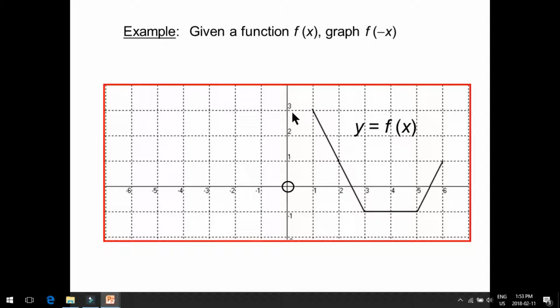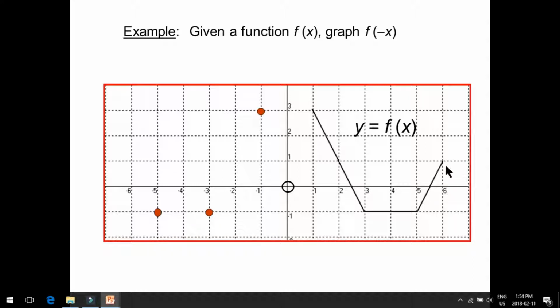Take this corner point, reflect it across the y-axis. Take this corner point, reflect it across the y-axis. It's 3 to the right, make it 3 to the left. Take this corner point, reflect across the y-axis. It's 5 to the right, make it 5 to the left.